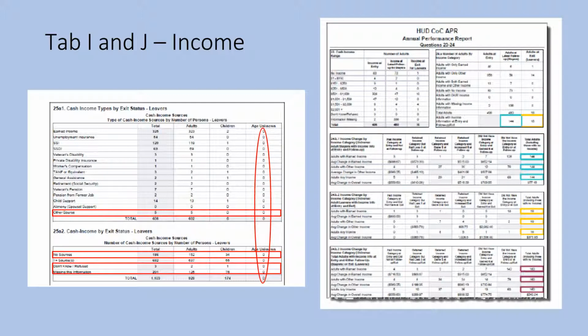For each point of data entry, whether it is program entry, interim, or program exit, all 4 of these questions must be answered. On Tab I, the number highlighted in blue is the number of stayers, the number highlighted in yellow is the number of leavers, and the number in purple is the total number of clients in the program. Tab I shows income changes through the program.